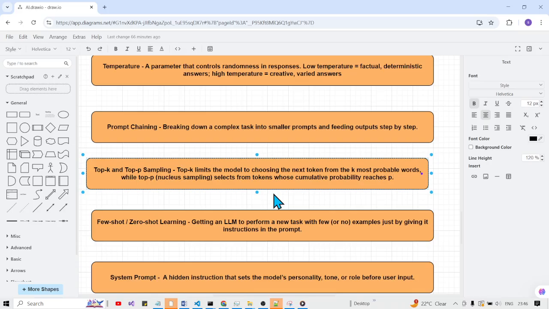Next concept is few shot and zero shot learning. Basically, few shot means giving the model a few examples before asking it to perform a similar task. And zero shot means the model performs a task without any prior example, relying only on instructions. These abilities show how powerful LLMs have become, as they can generalize to new problems without retraining. This makes them extremely flexible for real-world applications.